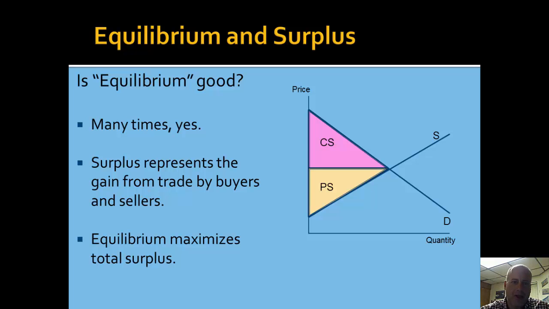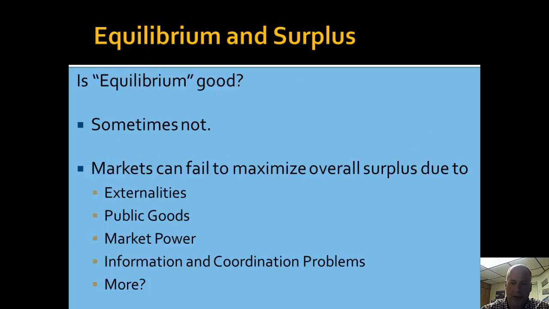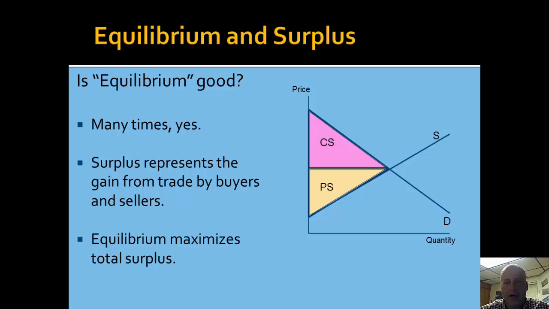Before we start thinking about externalities, I want to ask a question. Is equilibrium good? That is, is the market equilibrium that occurs at the intersection of supply and demand a good outcome in normally functioning private markets? Many times the answer is yes, and we can answer this question by thinking about consumer surplus and producer surplus. Note that the equilibrium level of output maximizes the grand total surplus for consumers and producers together. That is, consumer surplus and producer surplus combined is maximized at equilibrium in private, well-functioning markets. Equilibrium maximizes the total surplus.